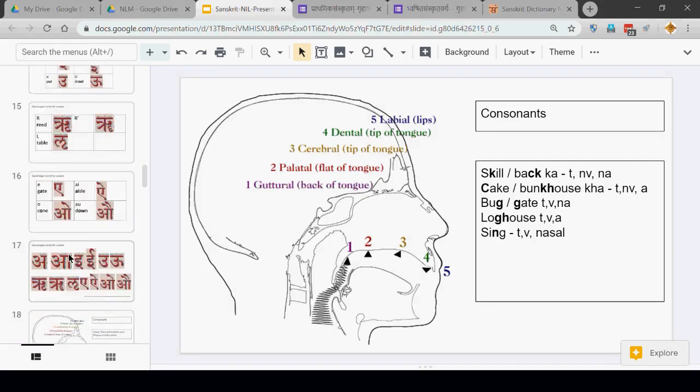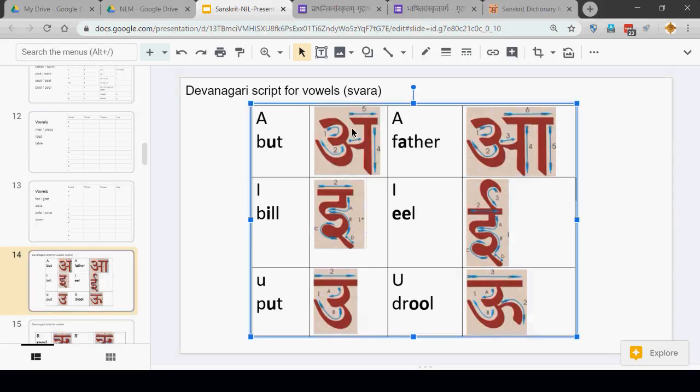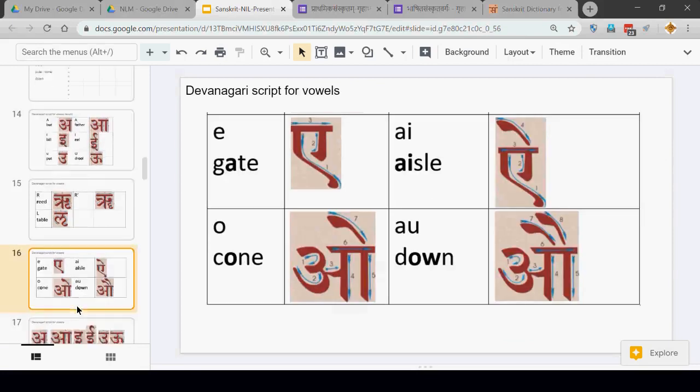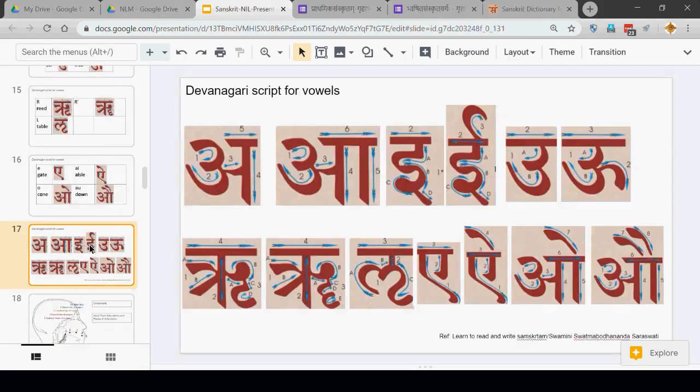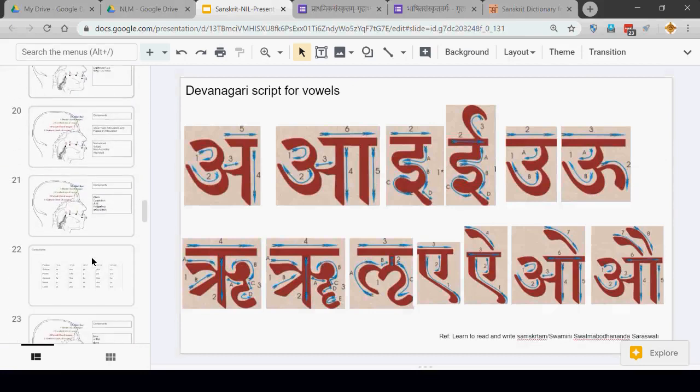So just to recap, these are the different swara. These are called swara, or vowel sounds, which are shown here in Devanagari: A, I, U, U, U, A, I, O, Au. So these are 13 swaras.